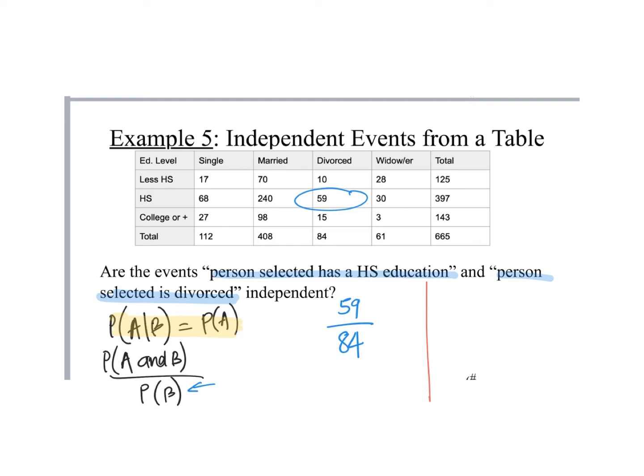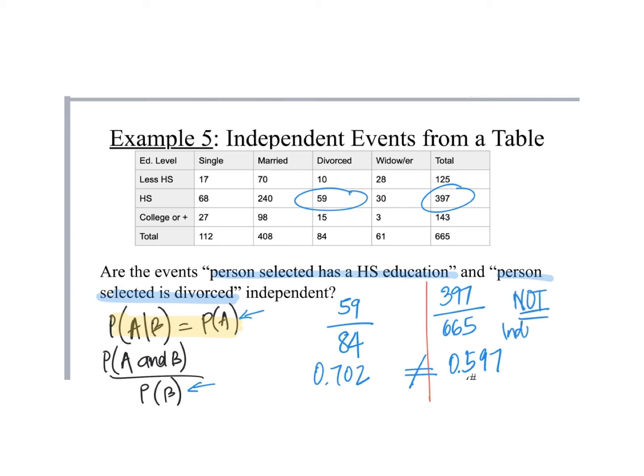Okay, so now we're going to figure out probability of event A. And those are all of the people that have a high school education. So high school education, all of those people are 397 out of the total of 665. So this first probability gives us 0.702, and then the second one gives us 0.597. So because they're coming out unequal, that means one has some kind of effect on another. So therefore we say that it's not independent.